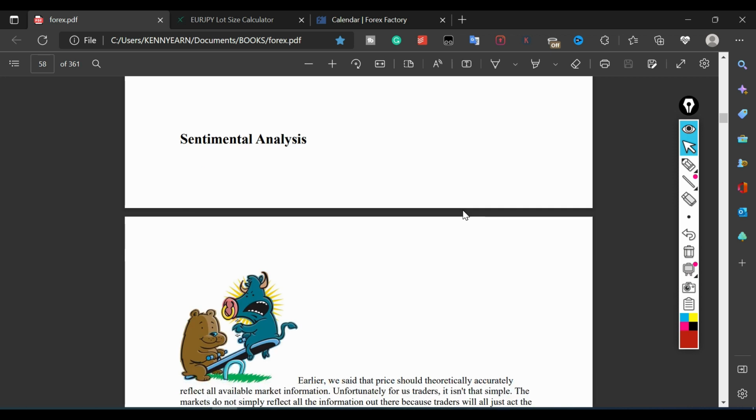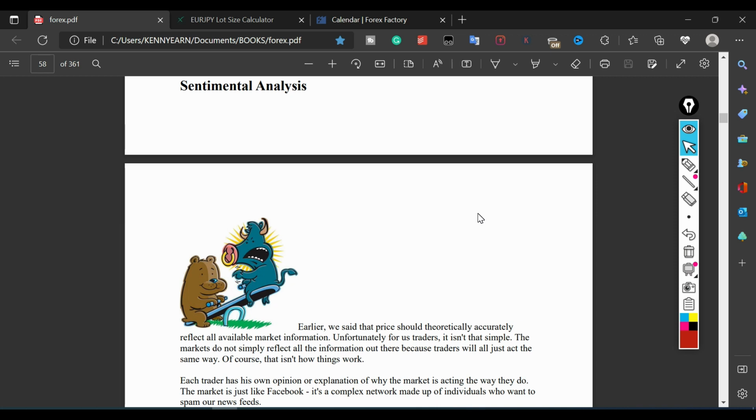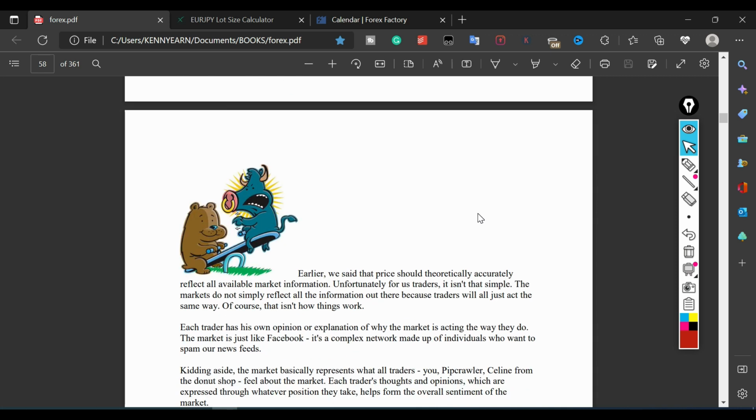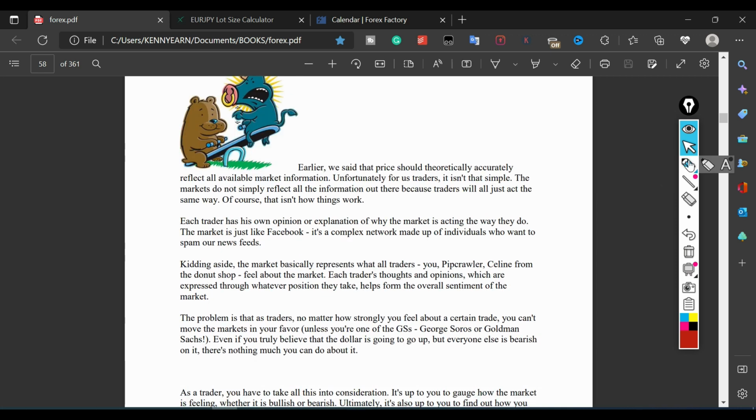So the next one is sentimental analysis. All right. So sentimental analysis, it's almost related to fundamental analysis too. You could analyze the markets maybe through your feelings. You have to be perspicacious to be able to say, okay, I feel that the US is going to be going in this direction. US oil is going to be having some issues. All those things, you're just analyzing the market with sentiment.